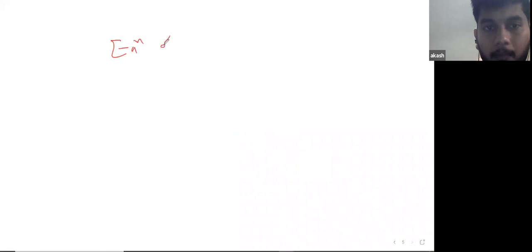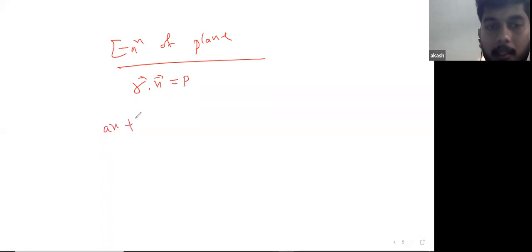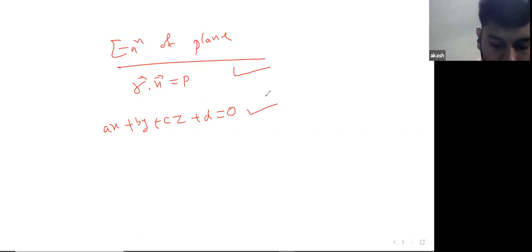Let's look at the equation of a plane. In vector form, the equation is very easy: r dot n equals p. In Cartesian form, ax plus by plus cz plus d equals 0. This is the vector form. This is the Cartesian form. Please write it. I'll explain what those quantities are.